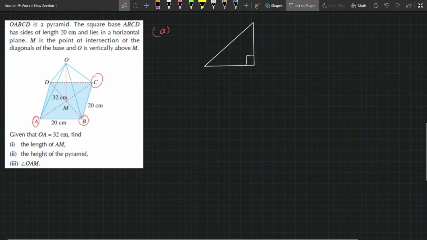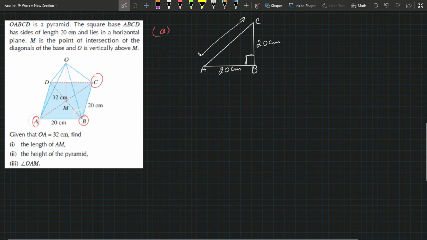Now the labeling is very important. A, this is B, and this is C, right? AB is 20 centimeter. It is given in the question. BC is also 20, and it was mentioned that the base is a square base, so it means that at B we have a 90-degree angle, right? It doesn't look like 90 here in the diagram, but it is 90 degrees, right? And I need to find the length AC. AM I'll be calculating from the answer of AC, right?